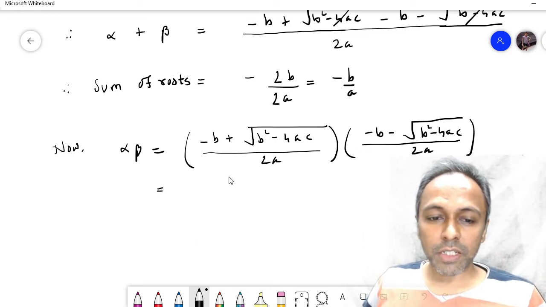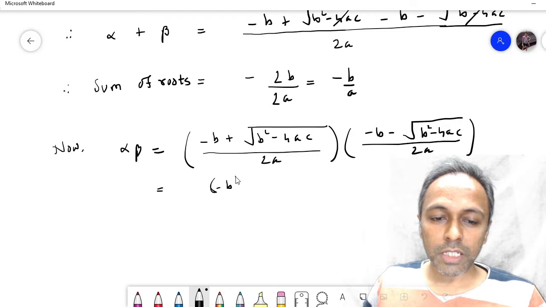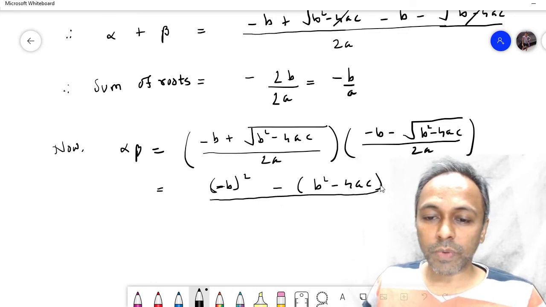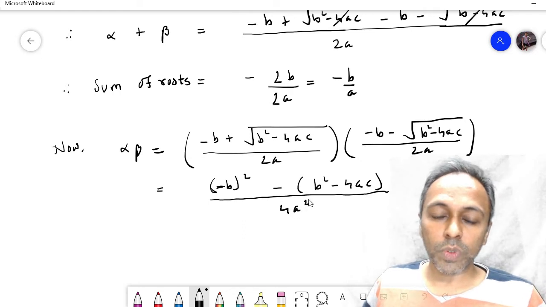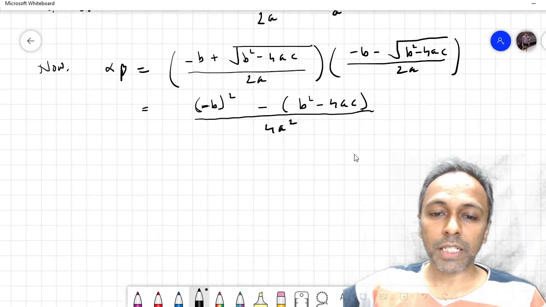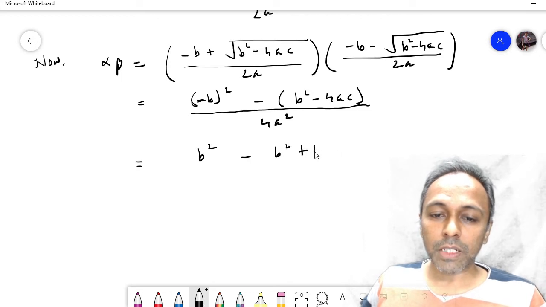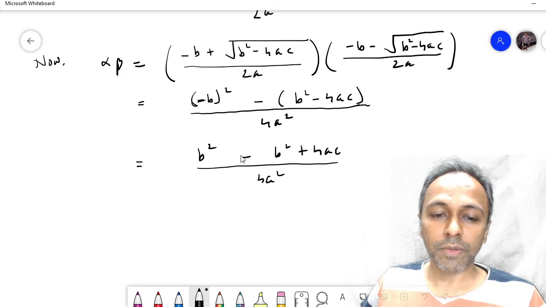This is the a plus b, a minus b form. So the result is a square minus b square. Squaring the root will leave only b square minus 4ac here. We will not square it, as we have not written the root. Upon 2a into 2a is 4a square, as they are multiplying, which is equal to positive b square minus b square, minus of minus is plus 4ac upon 4a square.